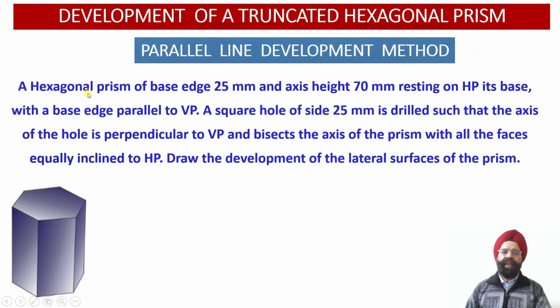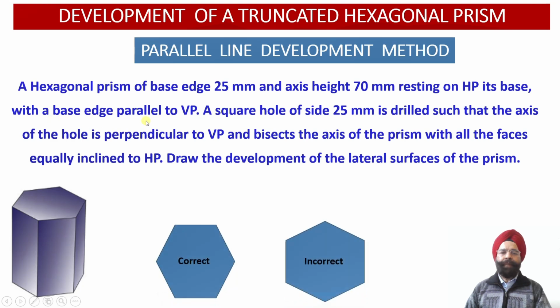Now here we have been provided with a hexagonal prism with base edge 25 mm and axis height provided as 70 mm. This hexagonal prism happens to be resting on the horizontal plane on its base, while one edge of the base is parallel to the vertical plane. If we locate the hexagonal prism on the horizontal plane in this orientation, none of the base edges will be parallel to the vertical plane. So this orientation is incorrect.